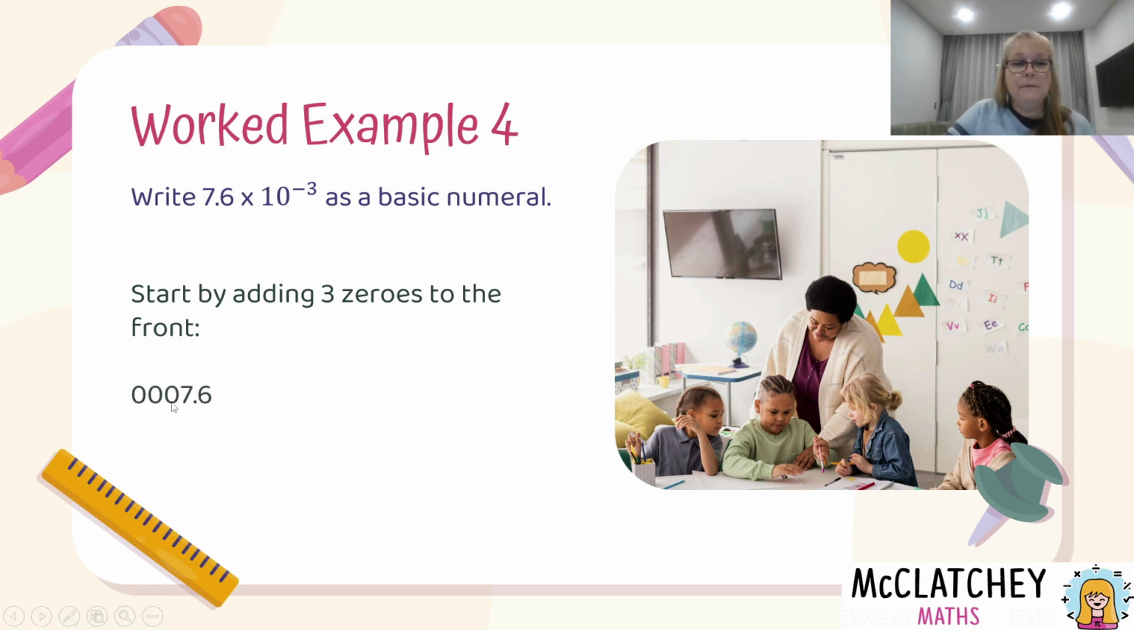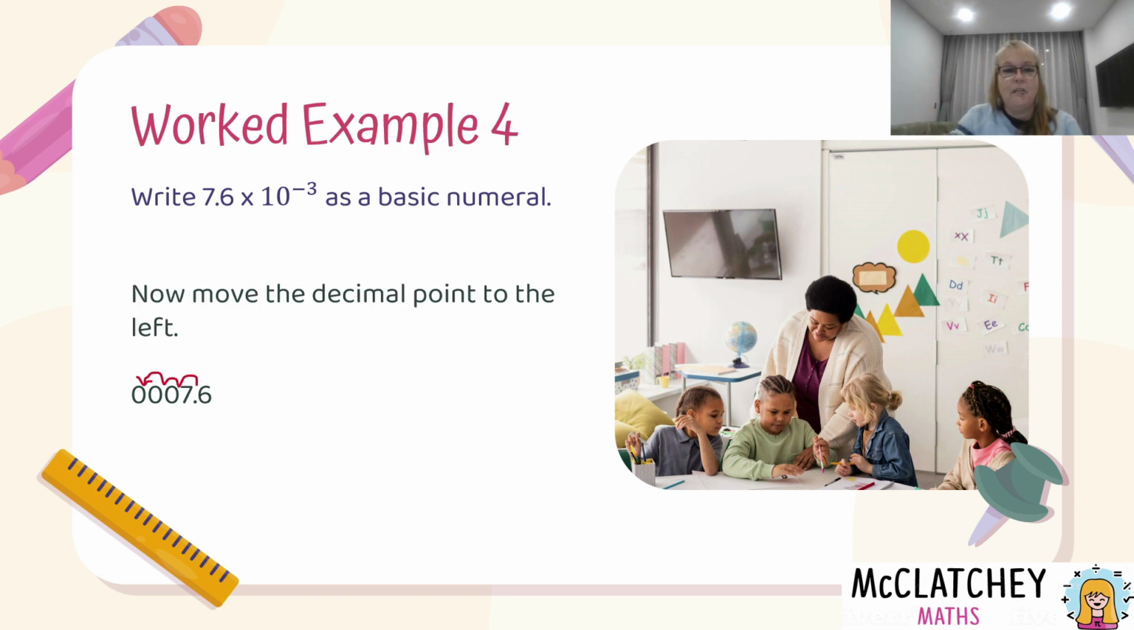Now, normally, if I had the number 7.6 and I had zeros in front, those zeros would just disappear. But this time we're actually going to move that decimal place across to the left. Okay, 3 places. So starting where it is now, 1, 2, 3. And that means my decimal point is now going to go in there: 0.0076, a very small number.